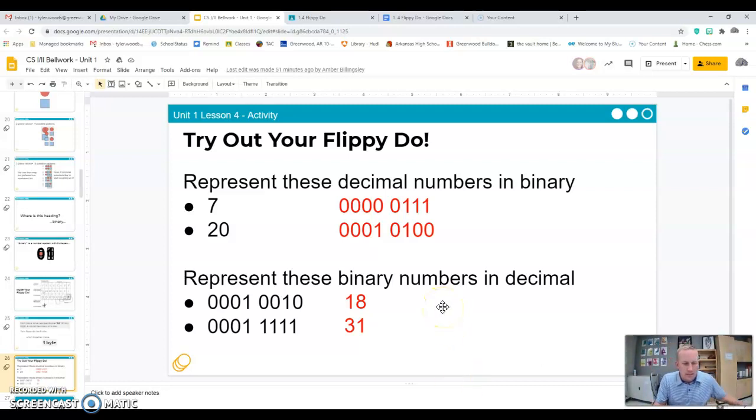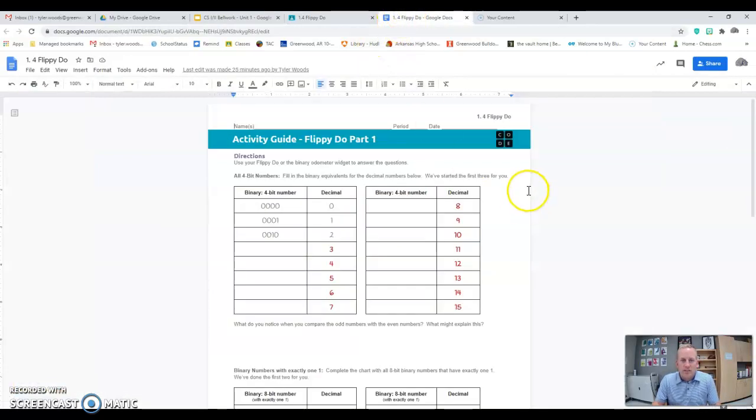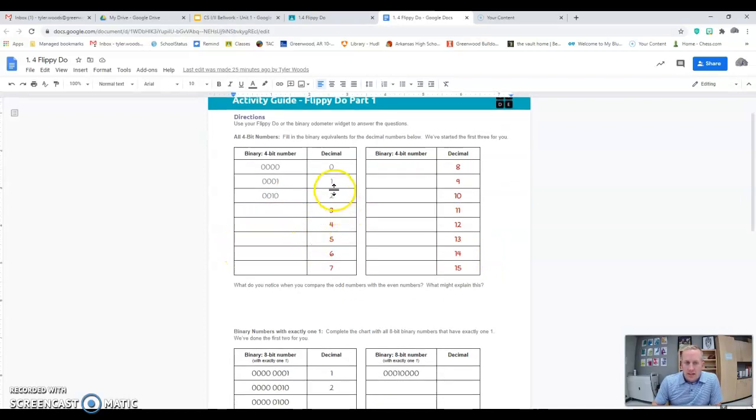Okay, let's go ahead and look at our assignment today, which is this Flippy Do Part 1. Basically all you're doing on this first part is, I put in the decimal numbers for you. You're just going to type what the equivalent is. So this first one is zeros. This one would be the 1 because we use our chart 1, 2, 4, 8. Only the zeros are turned off, ones are turned on. This one would be 2 because 0, 1, 2, 3. Let's say a 3 would be 0, 0, 1, 1 because 1, 2, 4, 8.